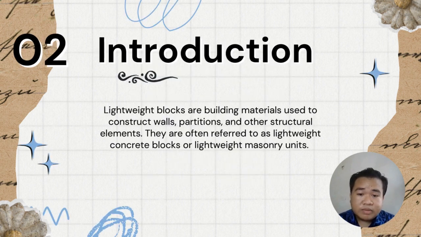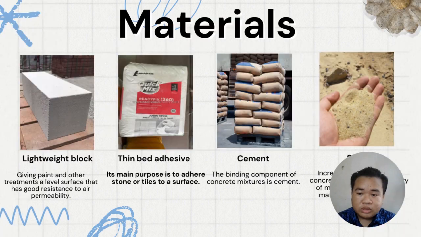Lightweight blocks are building materials used to construct walls, partitions, and other structural elements. They are often referred to as lightweight concrete blocks or lightweight masonry units. The materials needed to do this are lightweight block, thin bed adhesive, cement, and sand.